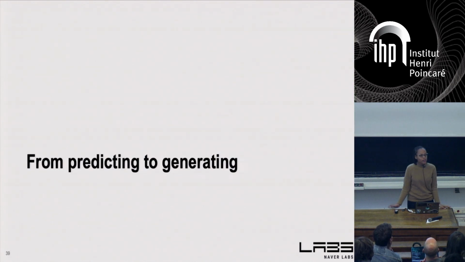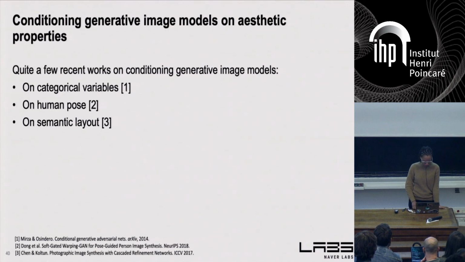So one last thing I wanted to discuss is some recent work that goes beyond predicting aesthetic properties into how can we generate images with certain aesthetic properties that we would like. There's been quite a lot of recent work on generative image models in general, and then also on how do we condition them to enforce certain properties, right?